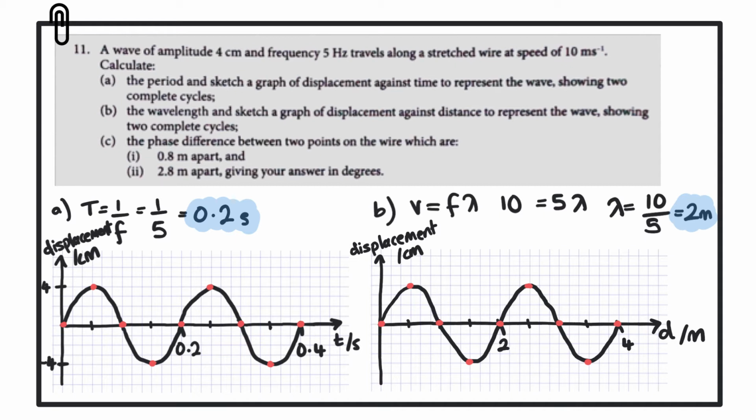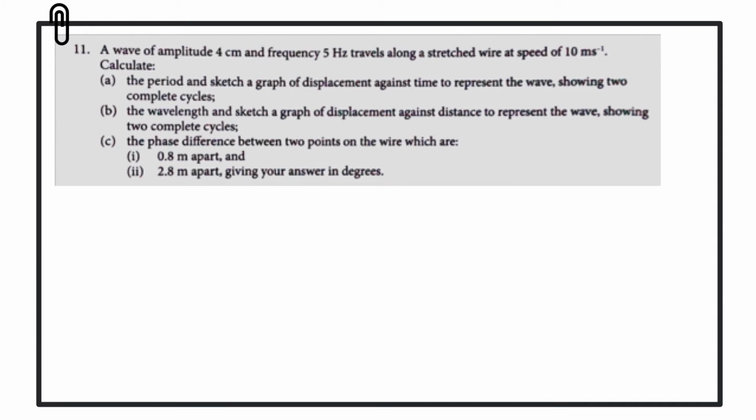I can also put the amplitude onto the graph here. Looking at the displacement, our maximum amplitude is 4 centimeters, and it's -4 below the x-axis. So finally we're being asked to calculate the phase difference between 2 points on the wire which are 0.8 meters apart and 2.8 meters apart, and our answer is to be given in degrees.